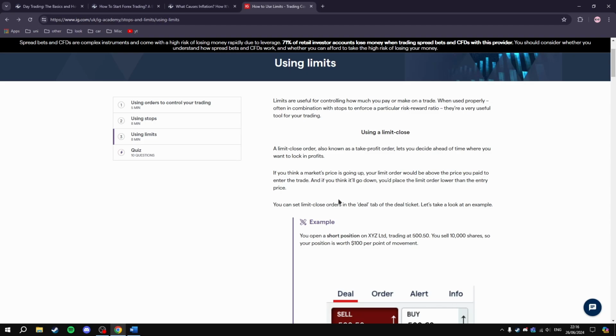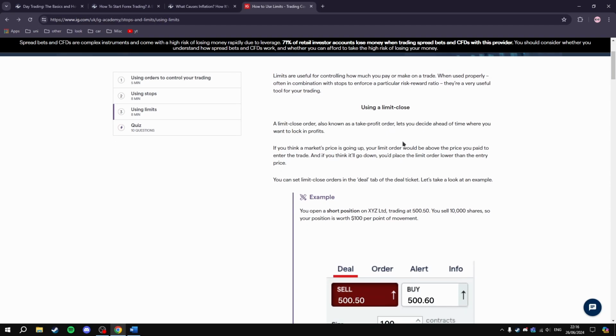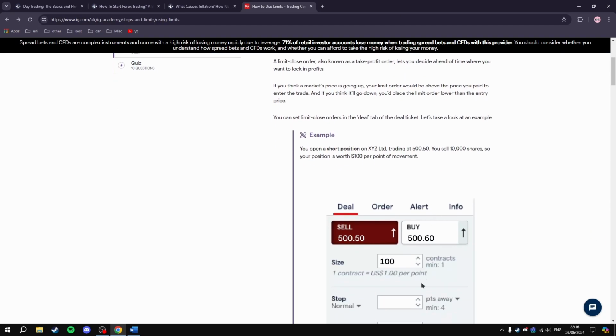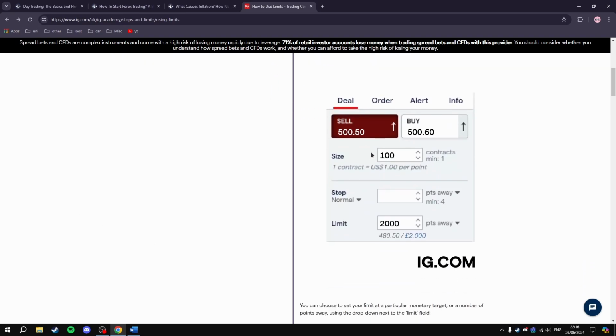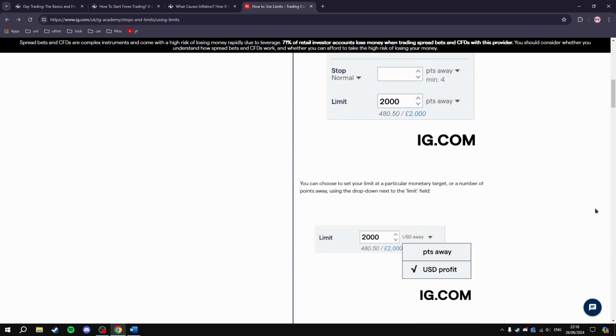So we've got limit close. A limit close order, also known as a take profit order, lets you decide ahead of time where you want to lock in the profits. If you think the market price is going to go up, your limit order will be above the price you pay to enter the trade. If you think it'll go down, you place the limit order lower than the entry price. And it shows you how to set a limit order on IG.com.